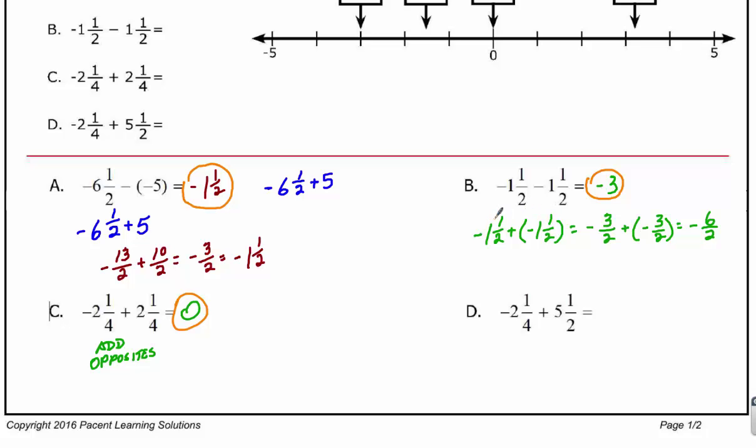The rule you don't want to fall into, the one you don't want to make the mistake, is where you say, oh, I've got 2 negatives, they make a positive. That's only in multiplication and division, not in addition and subtraction.